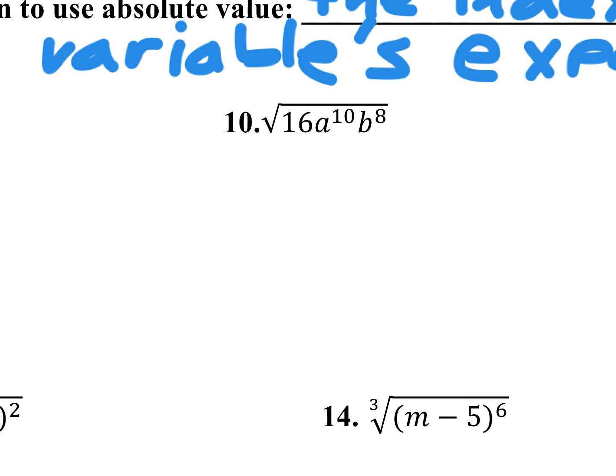All right, for 10, square root of 16 is 4. Ten divided by 2 is 5. B divided by, or I should say b to the 8th, take the 8, divide it by 2, you get 4. So we need absolute value only on the a to the 5th. The exponent for b did not go even to odd, it went even to even.